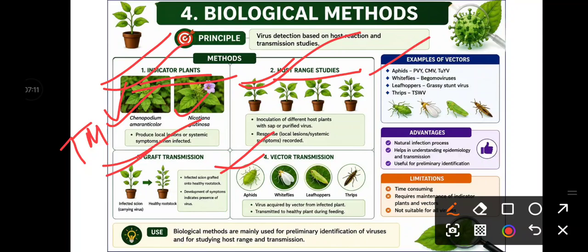Like aphids transmit potato virus Y, CMV. Then whitefly is the major transmitter of begomovirus. Leafhopper transmits grassy stunt virus. So this can be useful.